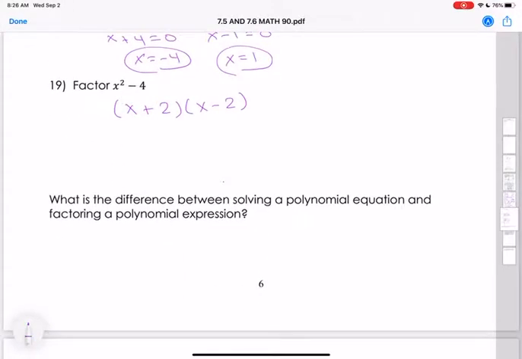And finally, last thing before we're out of here for today, what is the difference between solving a polynomial equation and factoring a polynomial expression? Okay, so solving will have x equals. So that's your equation. So you solve an equation.